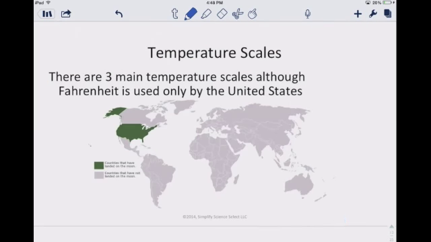Now, moving on to our temperature scales. There are three main temperature scales throughout the world. Fahrenheit is used by the United States. Everywhere else, they pretty much have Celsius, a little different than what we have. So we have Celsius, Fahrenheit, and Kelvin. Fahrenheit is used in the U.S. and a few other places, Celsius is used everywhere else, and Kelvin is what's used for science.